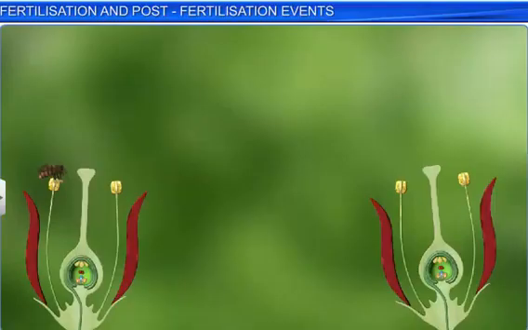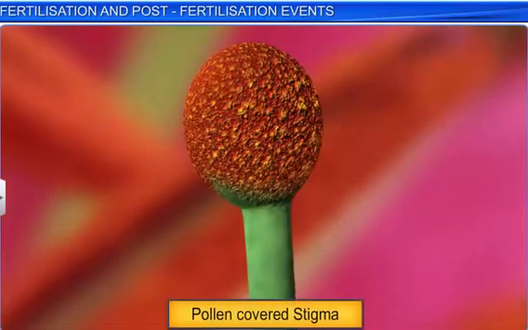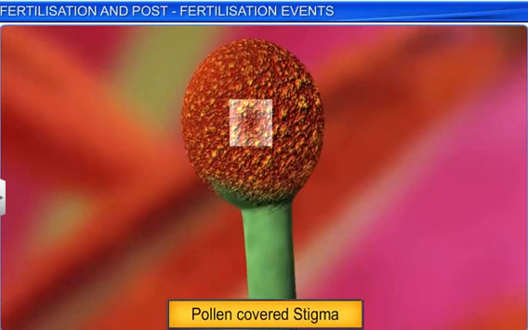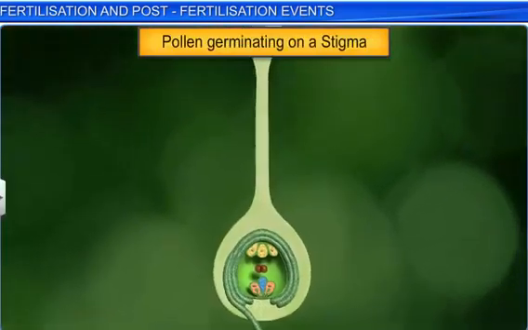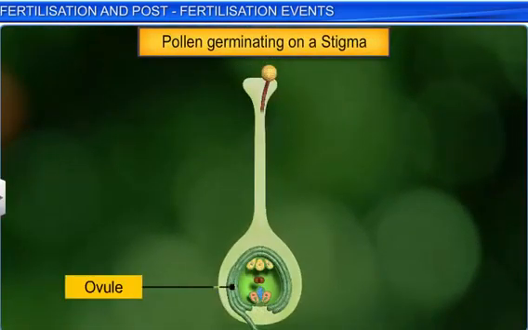In flowering plants, pollination is an important mechanism that aids in transferring the pollen released from the anther to the stigma of the flower. If the pollen is of the right type, the stigma induces it to germinate and produce a pollen tube.